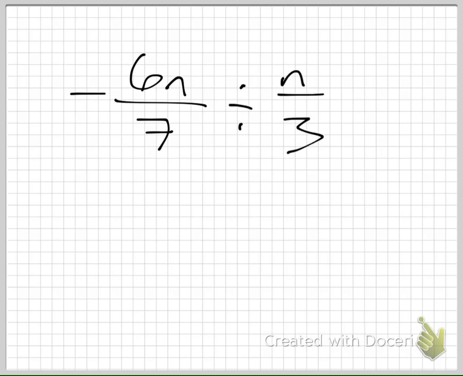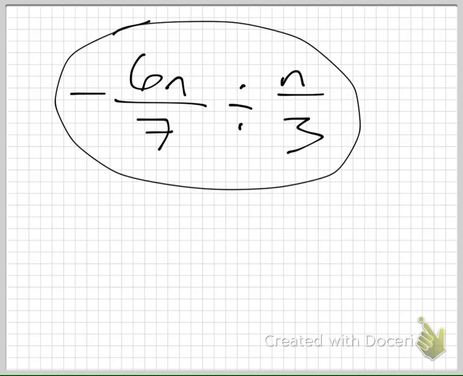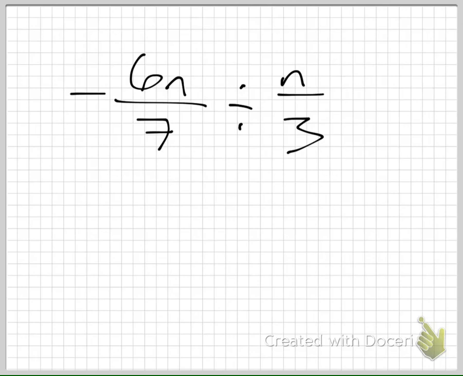Okay, try another one. Negative 6n over 7 divided by n over 3. So how do I divide these fractions? You don't. Why not? Because we never divide fractions, right?